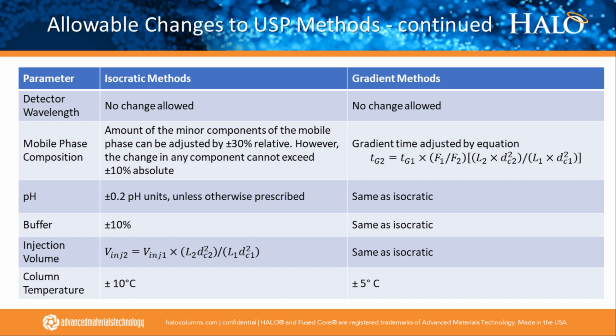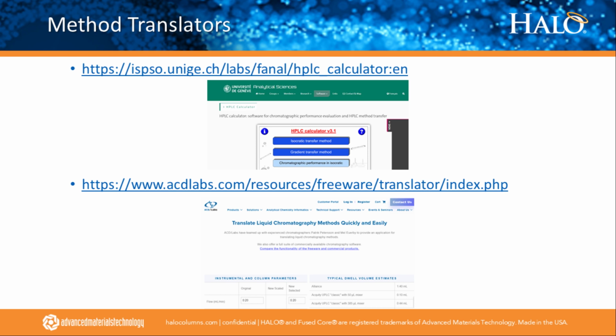So there are some method translators that are available for free to help you make these particular method changes. This first one is a downloadable Excel file from the University of Geneva. And then the second one is a web-based translator from ACD Labs.